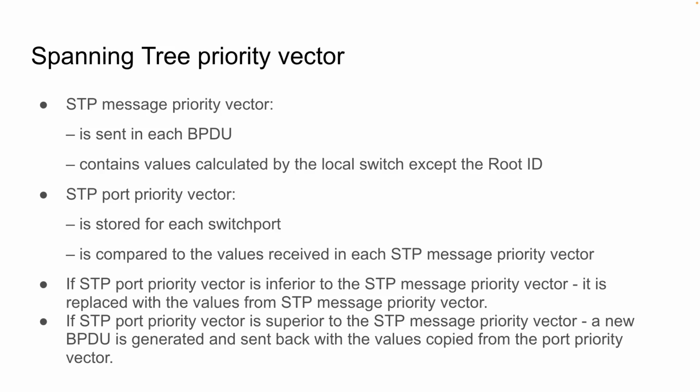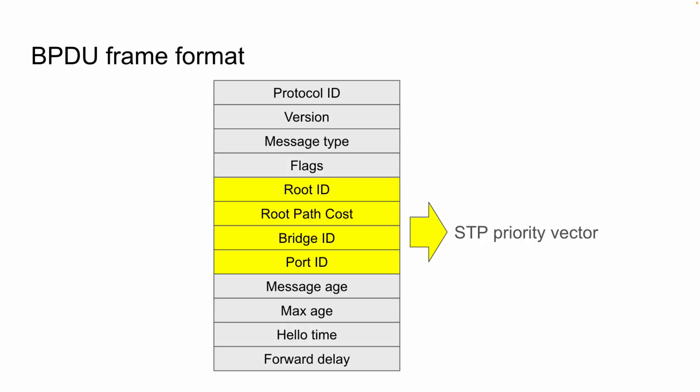Contrary, if the STP port priority vector is superior to the STP message priority vector, then the local switch generates a BPDU frame with its own port priority vector encapsulated into the BPDU frame, and the local switch sends out this message priority vector with values copied from the port priority vector towards its neighbor that sent out the inferior message priority vector. This is the BPDU frame format.